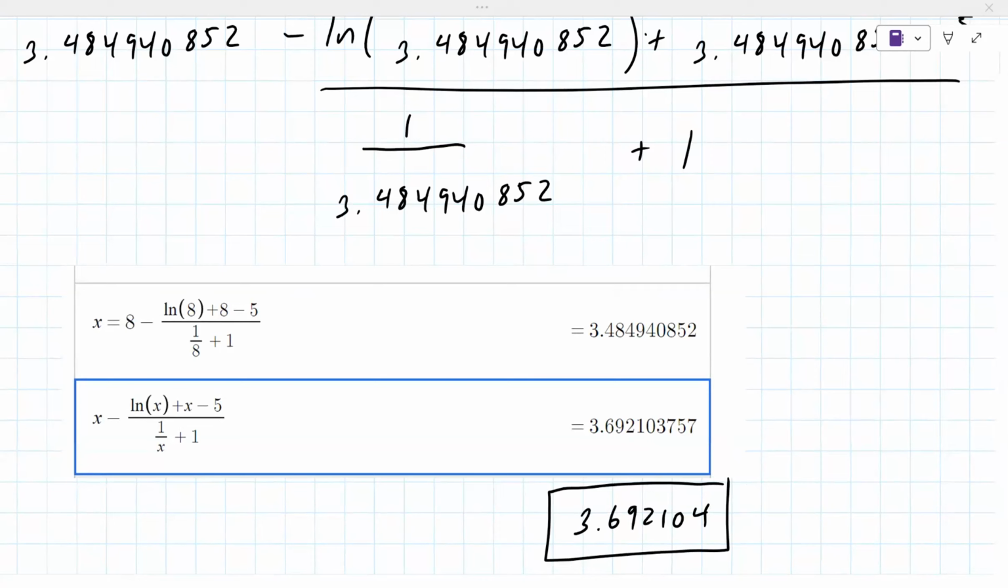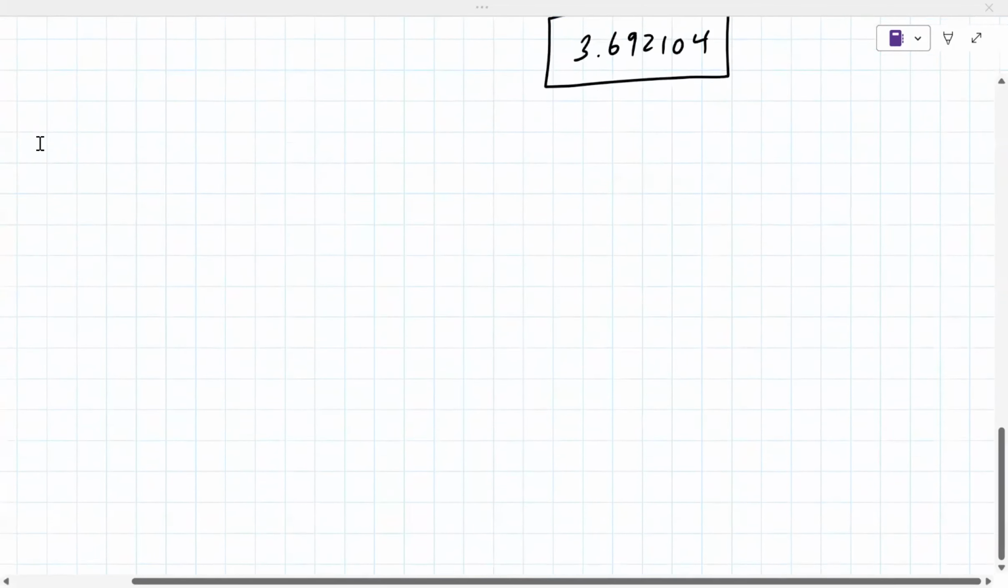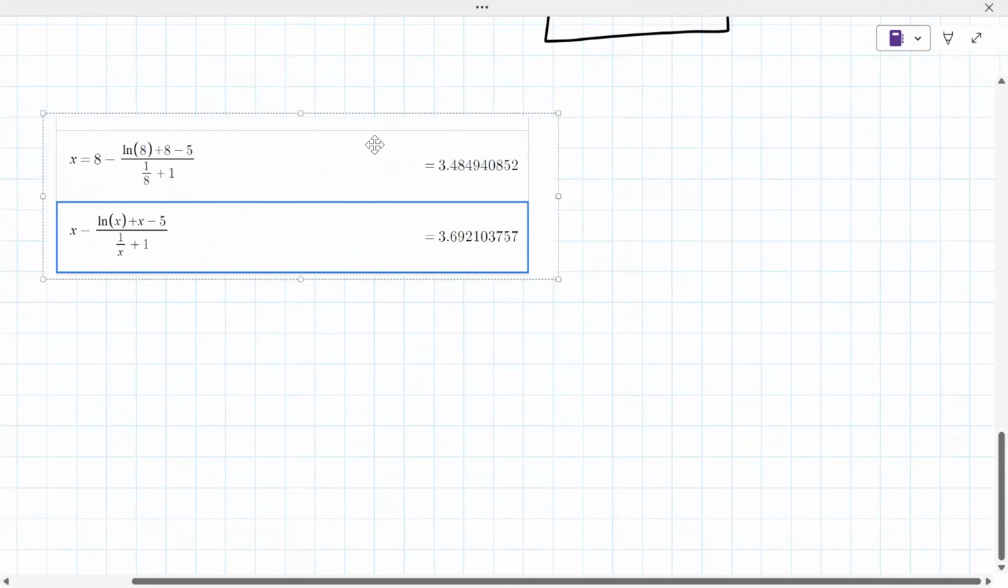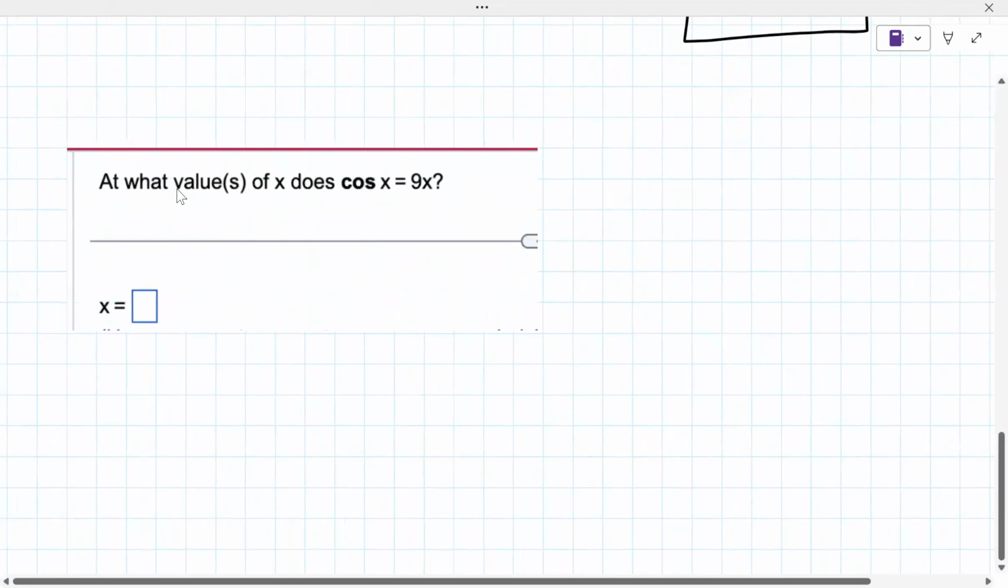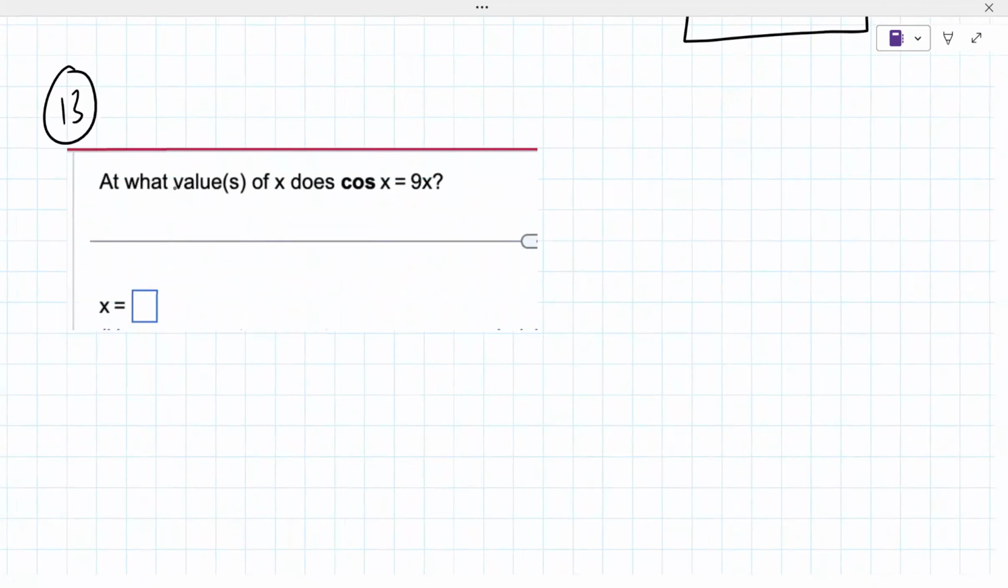13 is a pure calculator problem. That's not right. Snipping tool. So you're finding the intersection of these two graphs. You would graph this in y1 and this in y2. Of course, having the Desmos calculator is significantly easier to do this, but it's essentially the same.